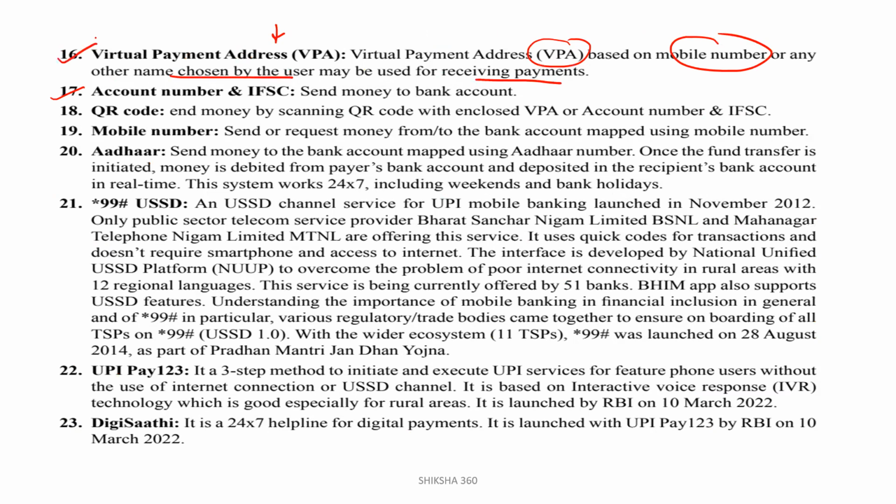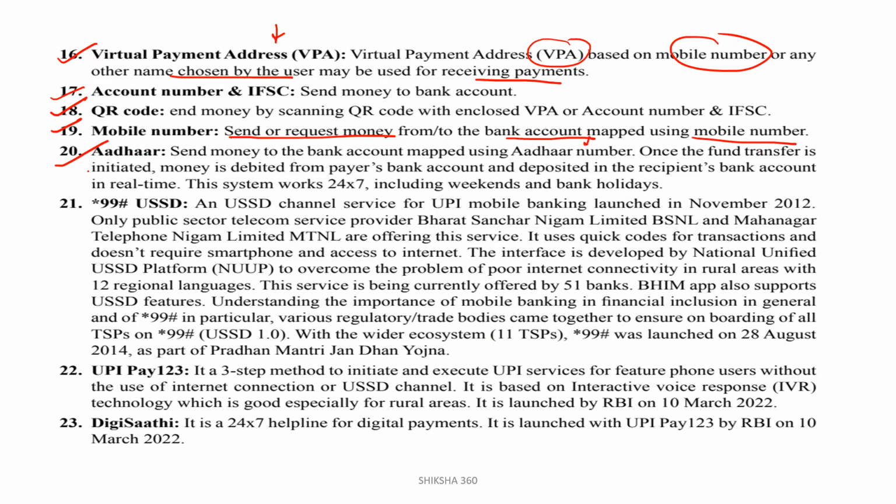Clear, or basically while doing the payment also you can use the UPI address. QR code, that is Bhim QR. Mobile number, like the Google Pay, send or request money from the bank account mapped using the mobile number. Aadhaar, send money to the bank account mapped using the Aadhaar number.